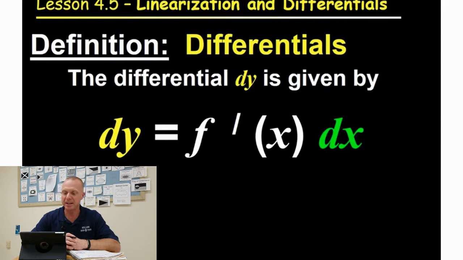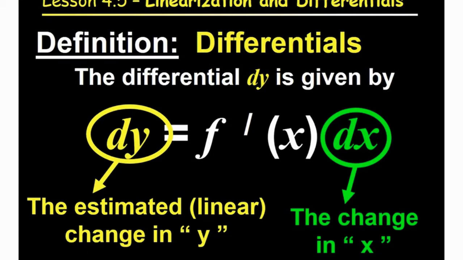A differential is when I separate the dy and the dx. And specifically, when I separate it such that dy is equal to f prime of x, that's the derivative, times dx. Now, remember, what does dy stand for? That's right, it stands for the change in y. And to be a little more specific, it's the estimated change. What does dx stand for? Well, it stands for the change in x. So again, when I separate these two variables, I end up with what's known as a differential.